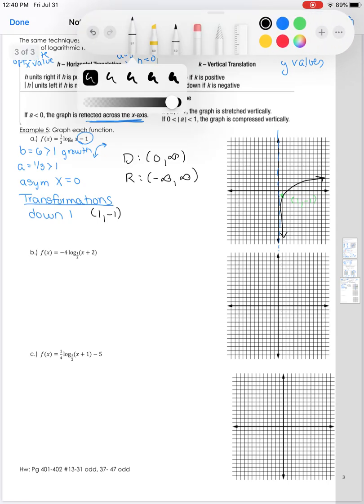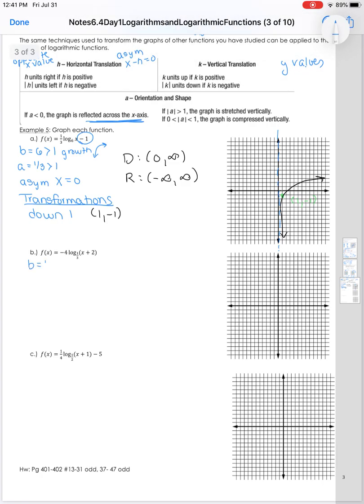So again, you can use the calculator to give yourself a visual of it, but it's definitely helpful to come up with where the information's coming from yourself without using the graphing calculator itself. All right, so for b, we've got b is 1/3, and 1/3 is between 0 and 1. And a is also -4, so we're going to have to reflect that.